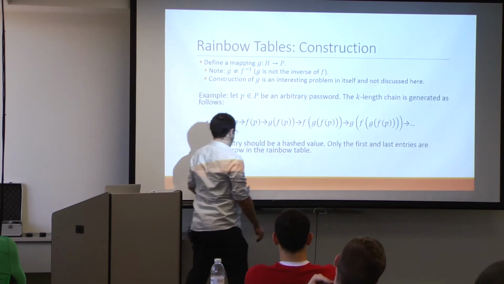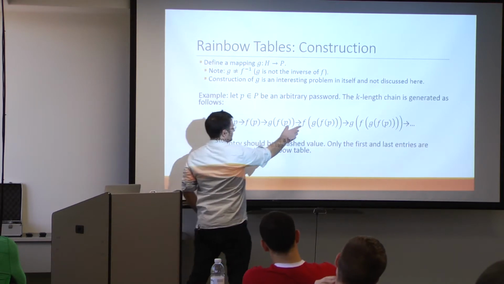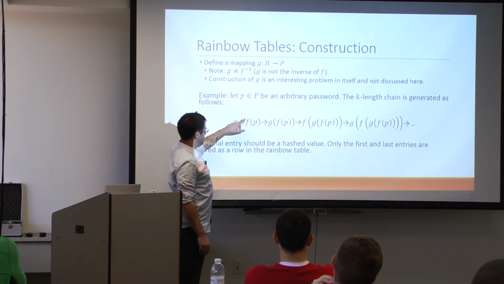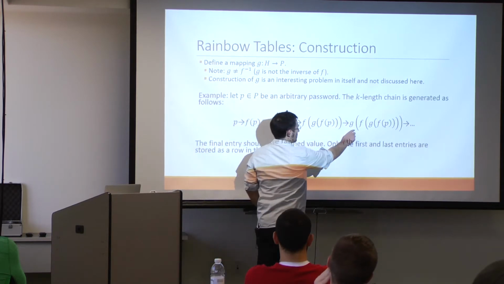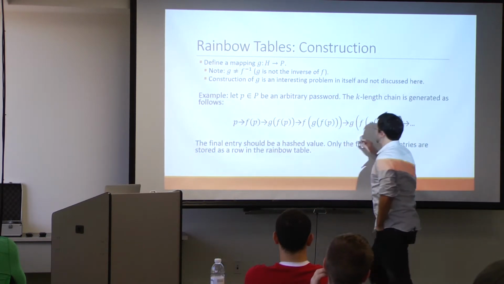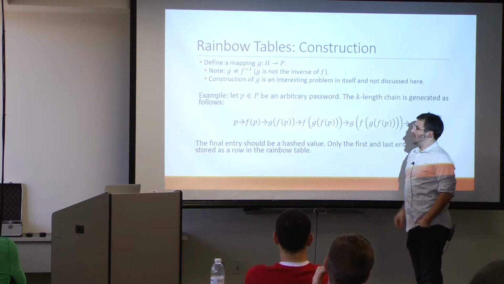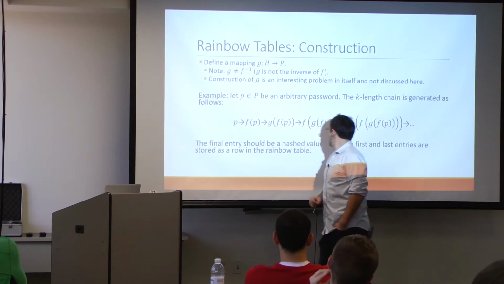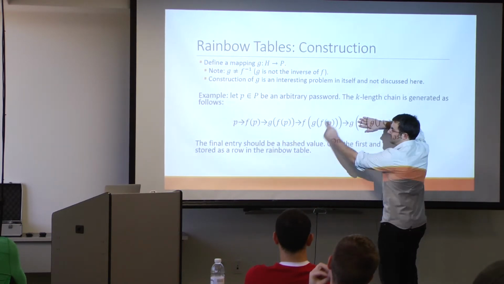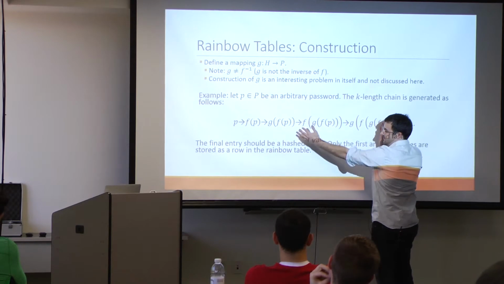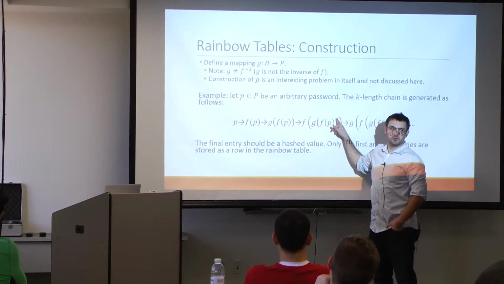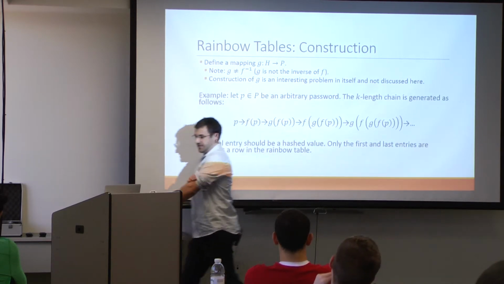Suppose we only want a chain of length, let's say, 3. Okay, so there should be one more f here, because you always end the chain on a hashed value. What you do is you save the original randomly selected password P, and then we pick the final hash value in the chain. So you don't store any of the intermediate values. You just store the original password and the final hash value. So again, reducing the storage size.